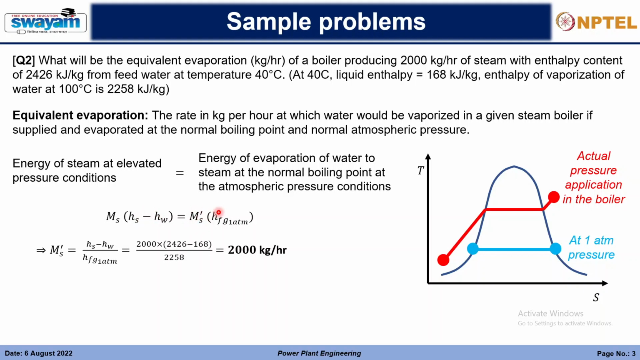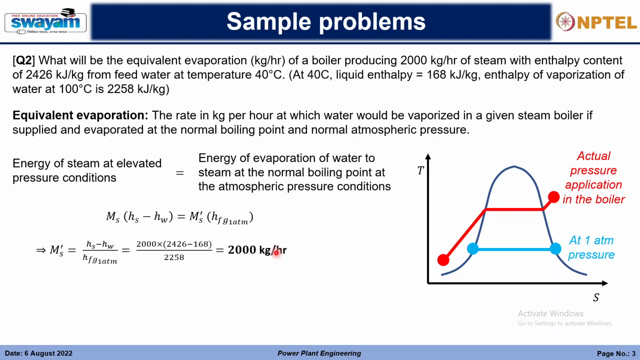And on the right side we have the equivalent steam flow rate, which is only getting the latent heat at 1 atmosphere, the entire latent heat. There is no superheating, neither is there any wet steam available. So that would be the total hfg at 1 atmosphere, which is given as 2258 kilojoule. So equating, we will get the ms dash, that is 200 kg per hour.